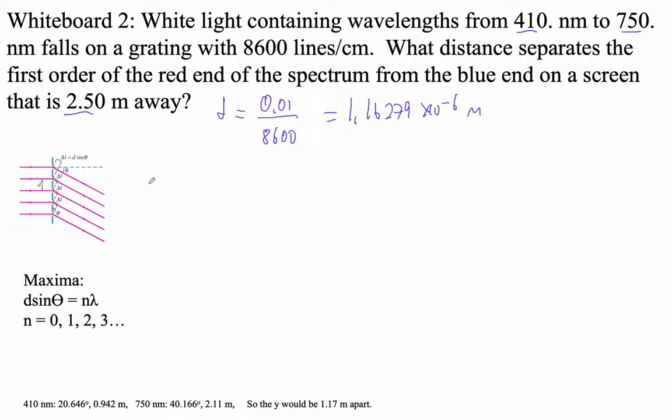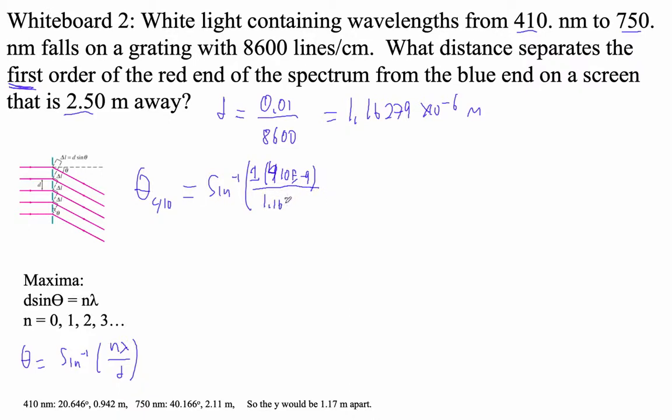And then let's figure out the theta, right? Theta is going to be sine minus 1 of n lambda over d, right? So theta for the 410 is going to be inverse sine of, the first order, right? We're talking about the first order. So 1 times the wavelength, which is 410 e minus 9, divided by 1.163 times 10 to the minus 6th. I'm using this as our d here, right?